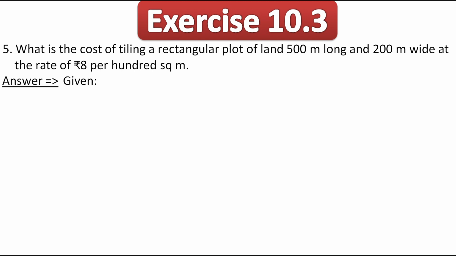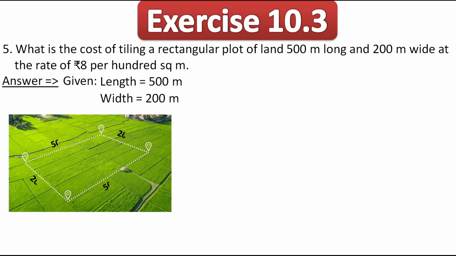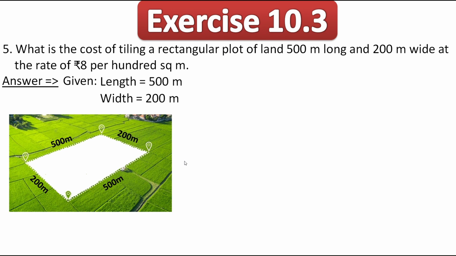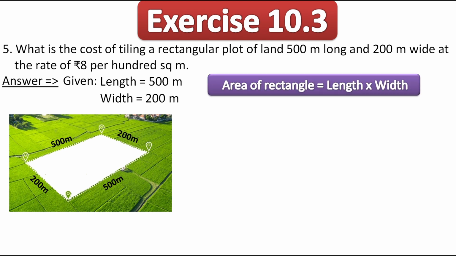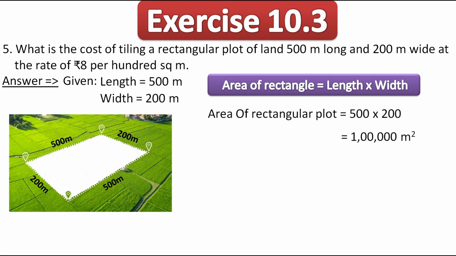Now let's write the given things. They have given the length of the rectangular plot as 500 meter and the width as 200 meter. Tiling a rectangular plot means they are going to occupy the inner place of this plot to make the tiling, so we have to find the area. Area of rectangle is equal to length into width, which is 500 into 200, giving us the answer 1 lakh square meters.